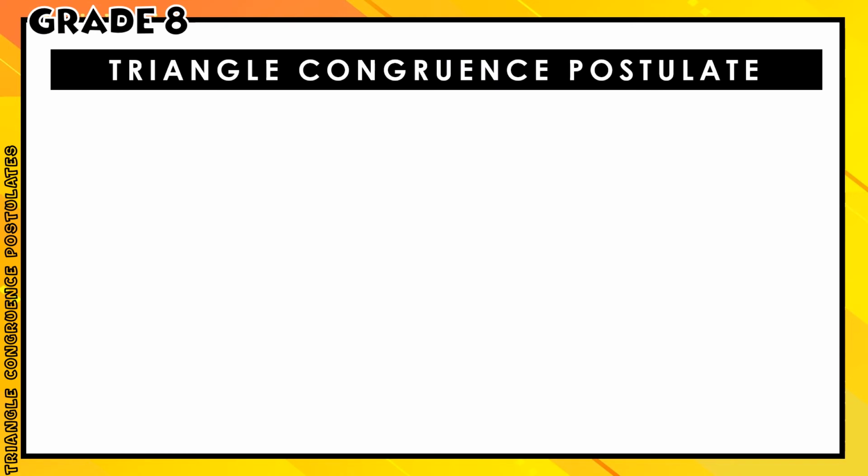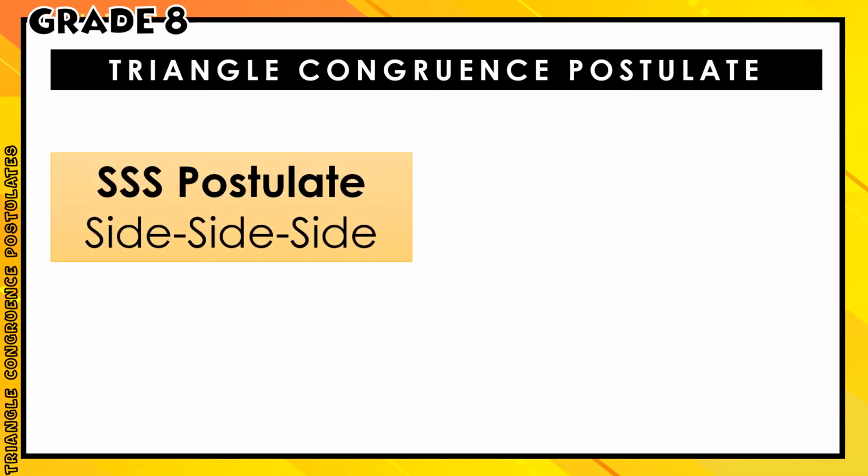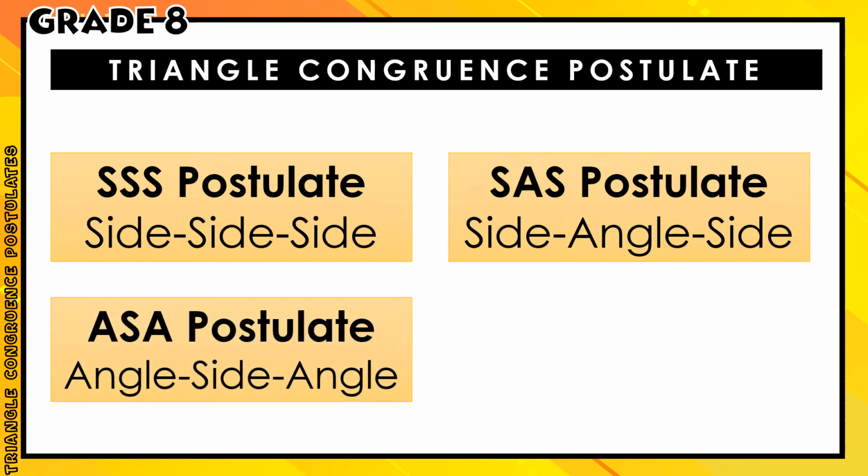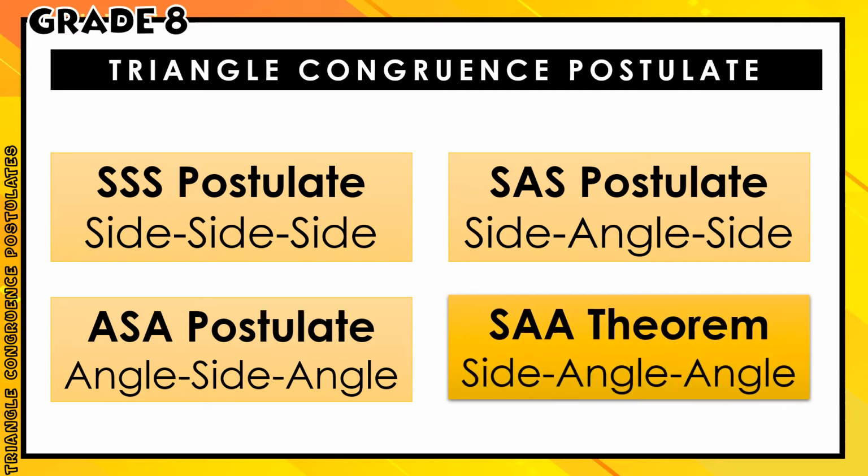Okay. This time, let's talk about triangle congruence postulates, where we have the SSS postulate, or side, side, side. We have here the side, angle, side postulate, or SAS. We also have the ASA postulate, or angle, side, angle. And lastly is a theorem, which is SAA, or the side, angle, angle theorem. So as we go on with our discussion, we're going to know the difference between the different postulates and theorems we have.